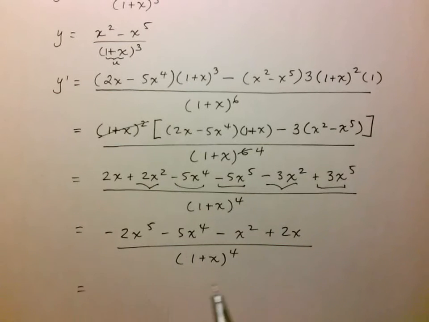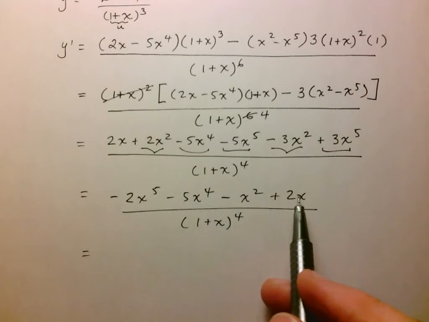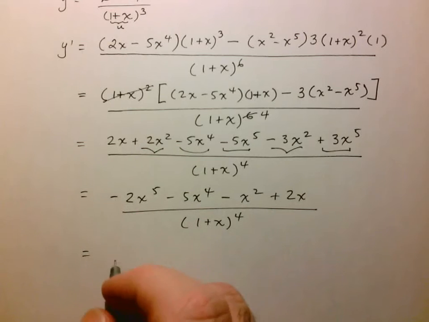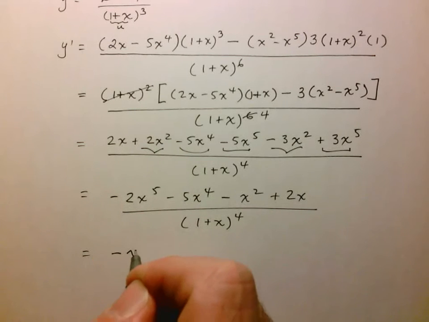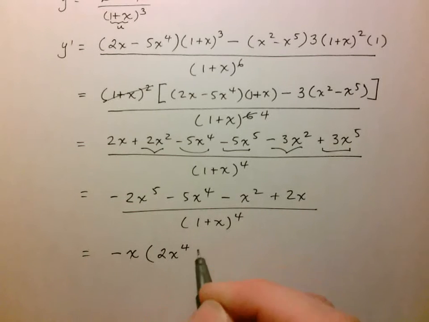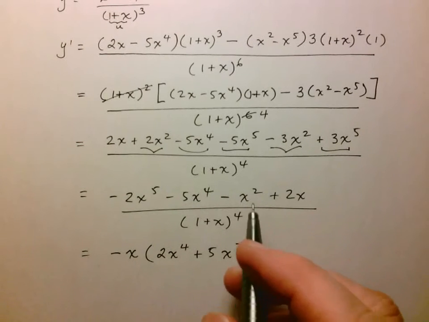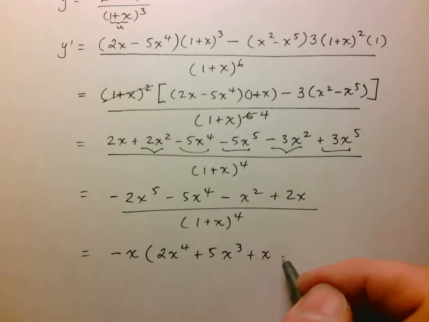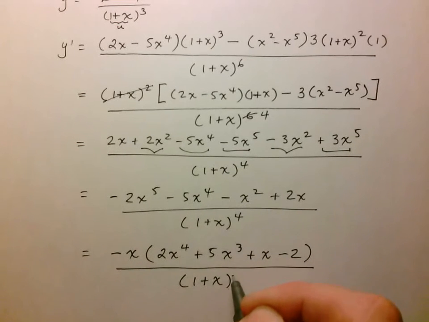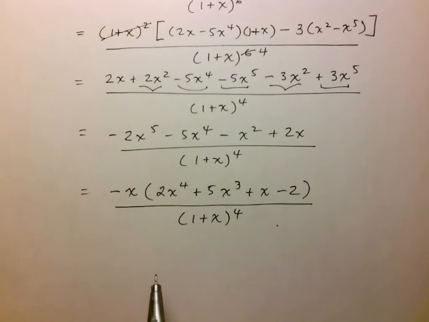I suppose we can clean this up a little. I've got a common factor of x, but since my leading term is negative, it's always nice to have a positive leading term. So I'm actually going to factor out a negative x. What I'm left with in the numerator is 2x to the fourth, this is going to become plus 5x cubed, this is going to become plus x and minus 2, all over 1 plus x to the fourth. And that's about as far as I would expect you to go.